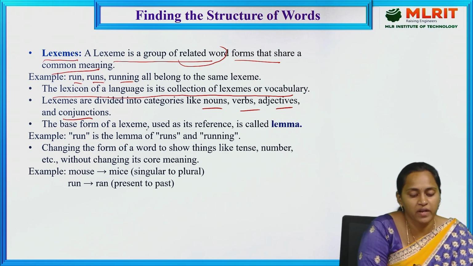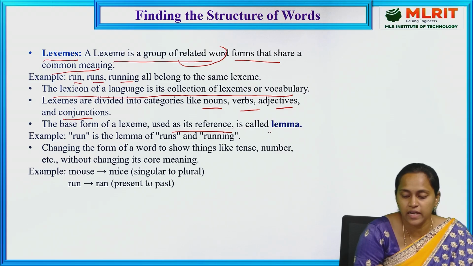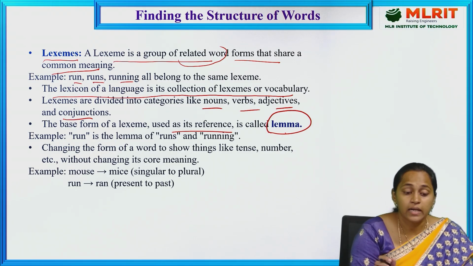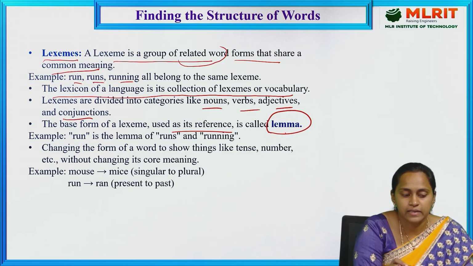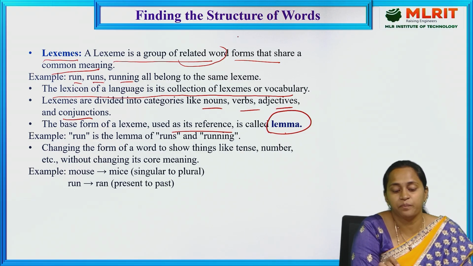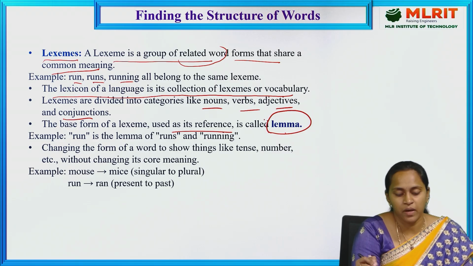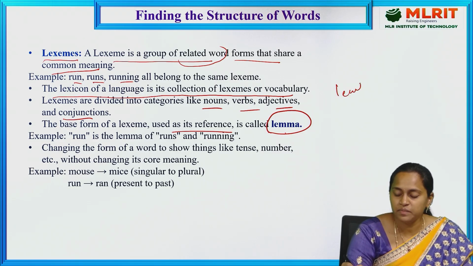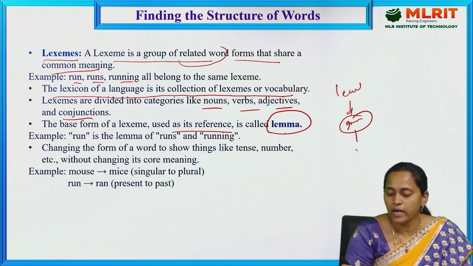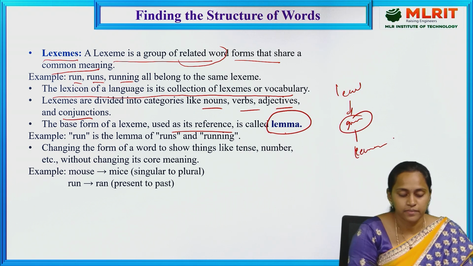The base form of a lexeme is used as a reference, called a lemma. What is the meaning of lemma? The base form of a word. That means the base form of a lexeme is called a lemma. Lexeme is nothing but related word forms. The group of related word forms is called a lexeme, and its base form is called a lemma.